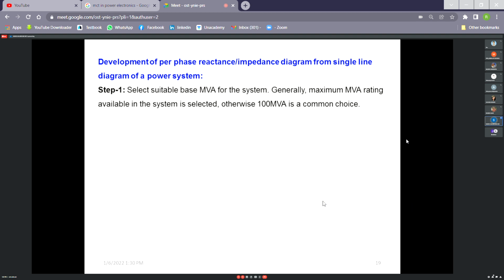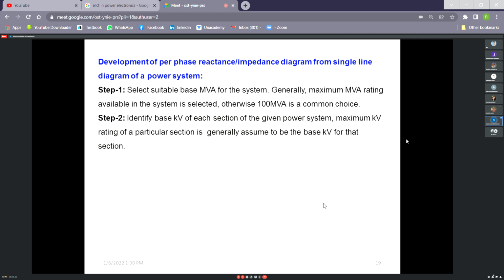So at first, what is the step? We must consider a suitable base MVA for the system. Generally, the maximum MVA rating available in the system may be assumed as base MVA. Otherwise, 100 MVA is a common choice. If you do any project in power systems, you will see that generally 100 MVA is taken as a base. Why? Because division and multiplication will be easier. If you take 50 or 60, then division and multiplication will be complicated. Only that reason.